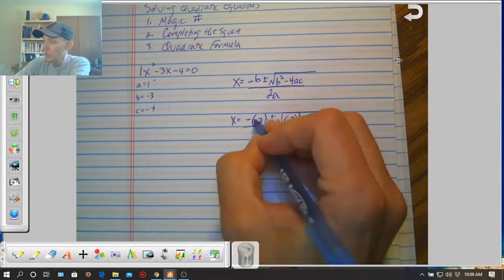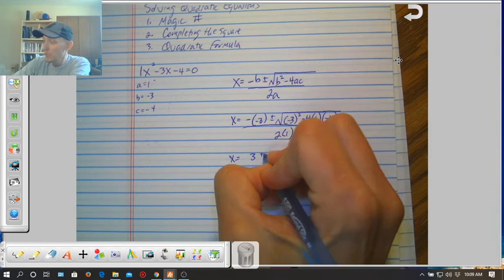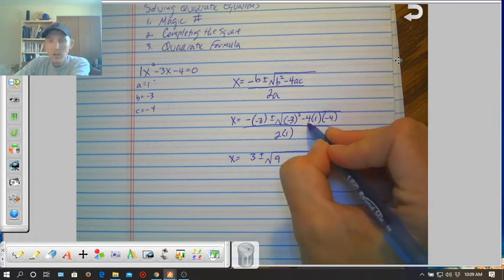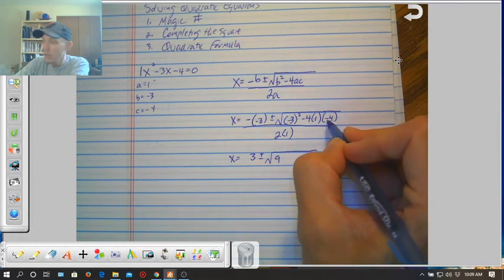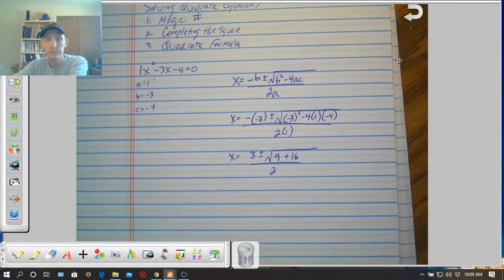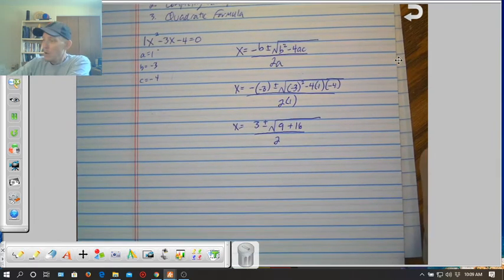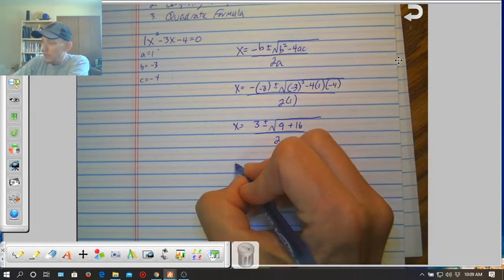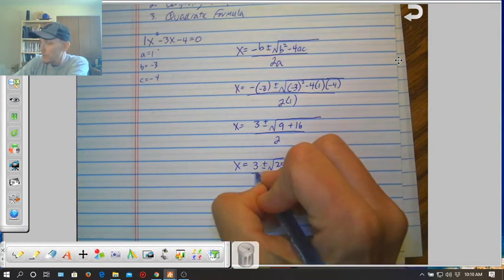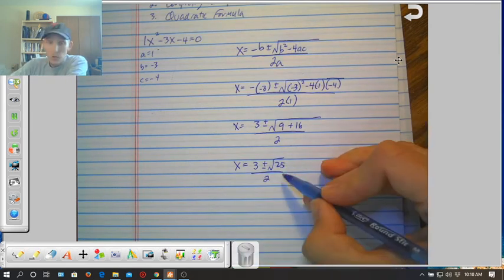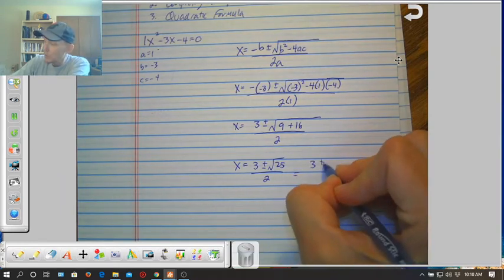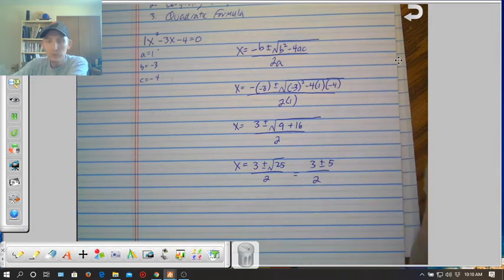So x equals, the two negatives become positive 3, plus or minus the square root of negative 3 squared, so that's 9, negative 4 times 1 times negative 4 is plus 16, all over 2. 9 plus 16 is 25. So this is x equals 3 plus or minus the square root of 25 all over 2. The square root of 25 is a perfect square, so that works out great for us. So this becomes 3 plus or minus 5 all over 2.